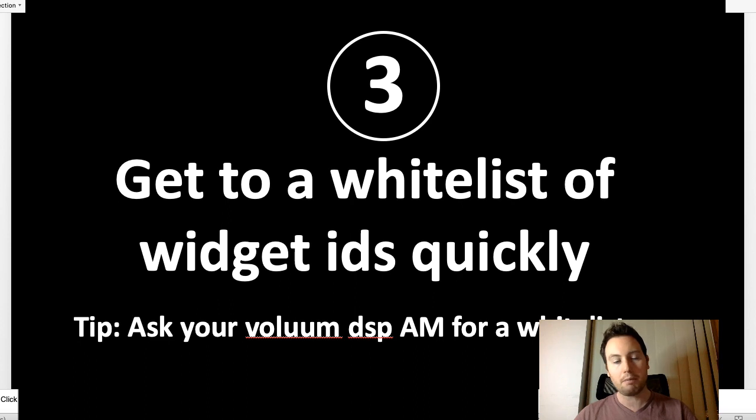Very good tip is if you're using Volume DSP, ask your manager in Volume DSP to send you a whitelist of top converting placements. Very quick tip that not many people do or know, but you can just ask your Volume rep for that whitelist, and it'll speed up the process. There's also other ways. For example, you can use spy tools to look at what your competitors are running on, and you can obviously test those widget IDs also.